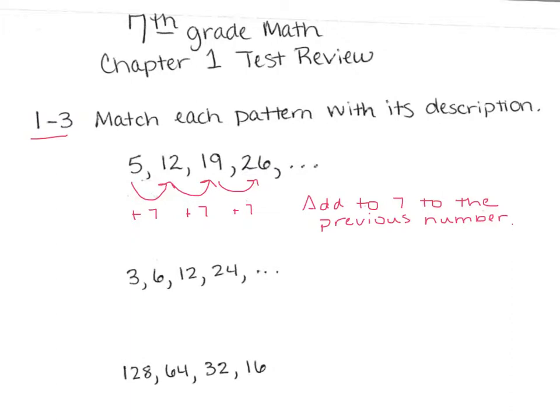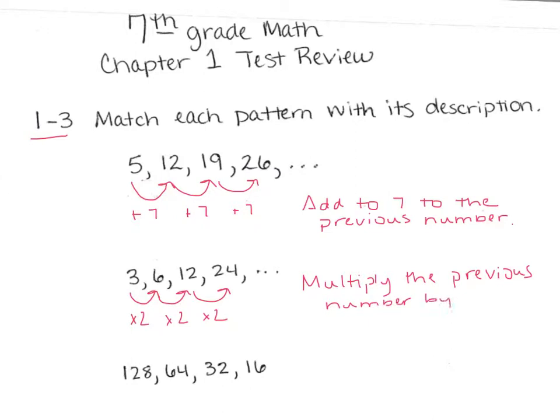For the next one, the numbers are also getting larger, but it seems that they're getting larger by more each time. So it may not be addition. I'm going to look for multiplication. 3 times 2 is 6. 6 times 2 is 12. And 12 times 2 is 24. So our description would be multiply the previous number by 2.